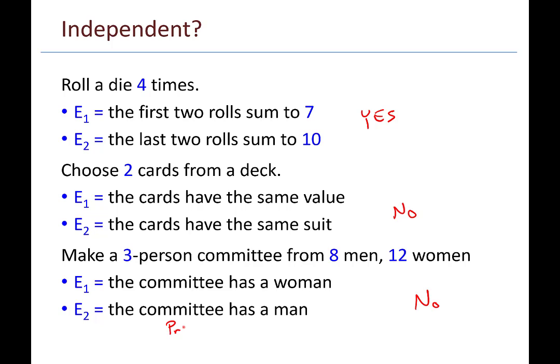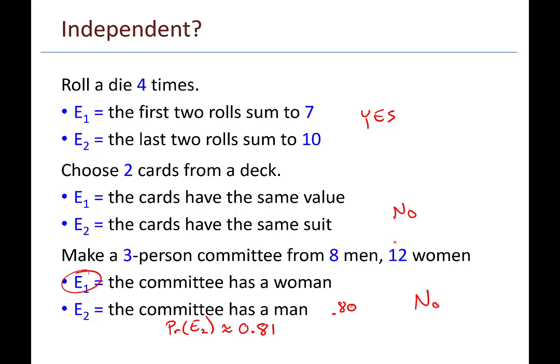It turns out that the probability of E2 by itself is approximately 0.81. But if you know that event 1 has actually happened, if you know that the committee has a woman, then the probability that the committee has a man goes down just a little bit. It goes down to about 0.80. One way to think about that is that if the committee does have a woman, then we've lost the possibility that the committee has all 3 of them being men. So, at any rate, there is a slight influence, and these 2 events are not independent.